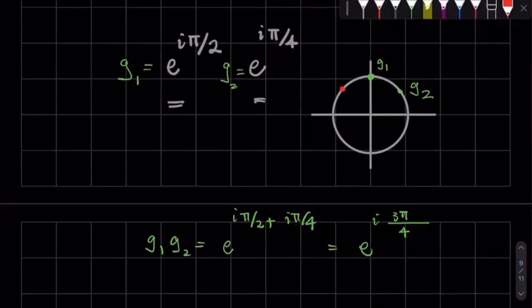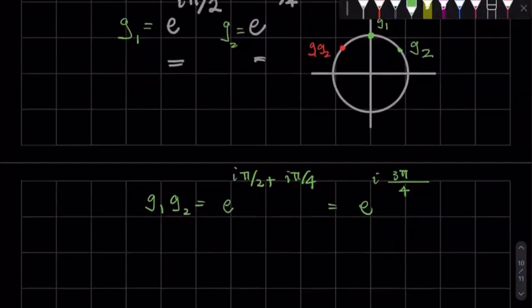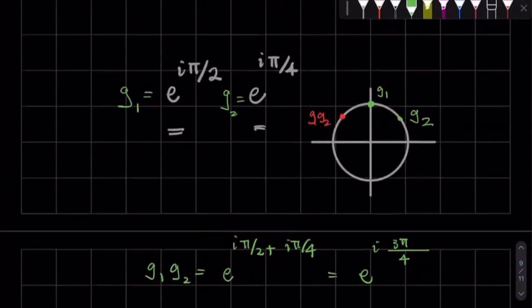This is G1 G2. But this is actually an abelian group because, as you can see, the order of multiplication doesn't matter. You get to the same point. Okay, so this is how, by multiplying group elements, you're actually moving on this manifold. It's a very nice thing. By multiplying these group elements, you're actually moving around on this manifold.